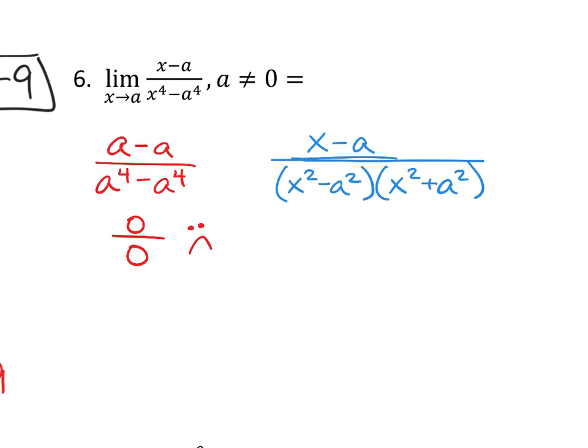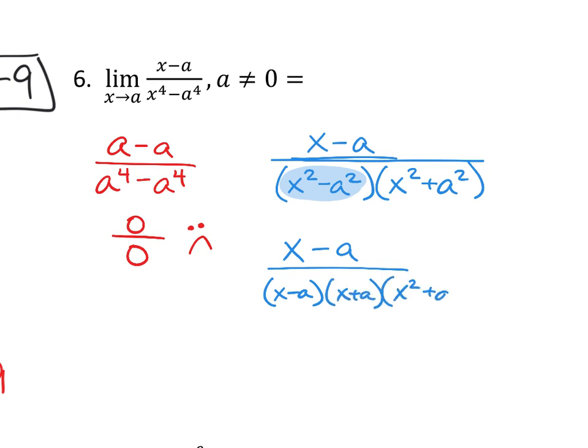Does anything cancel yet? No. Can we keep factoring though? Yeah. What else do you see is in this problem? Maybe specifically right here. It's still the difference of 2 squares. Okay, let's factor it out again. We're going to have x minus a over x minus a, x plus a, times x squared plus a squared.